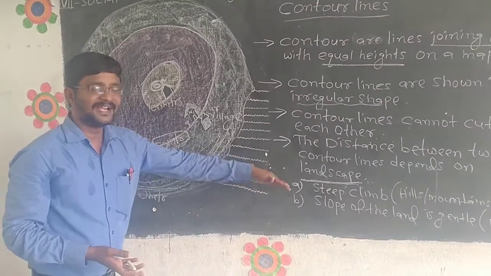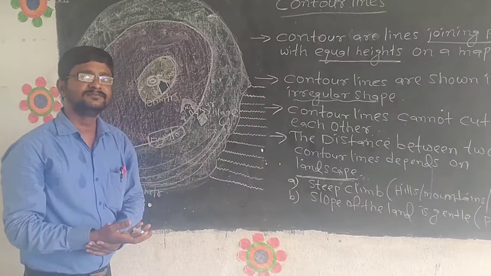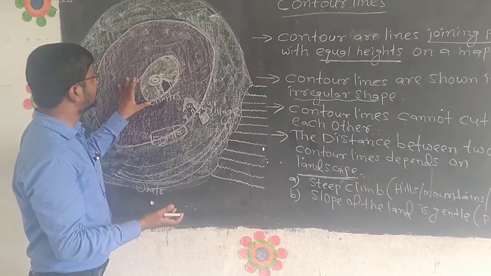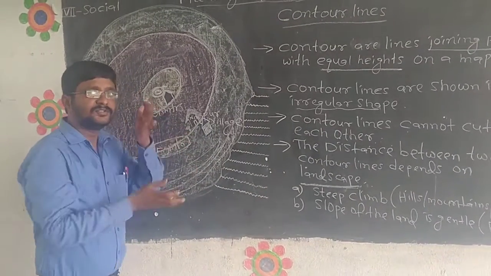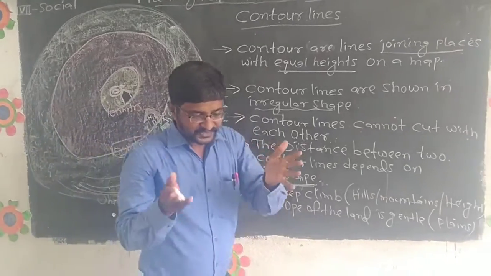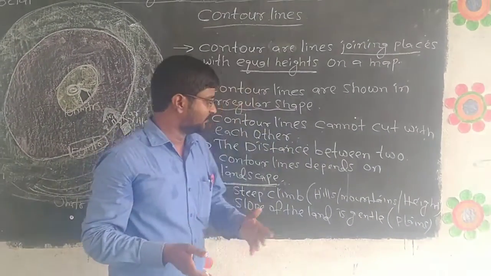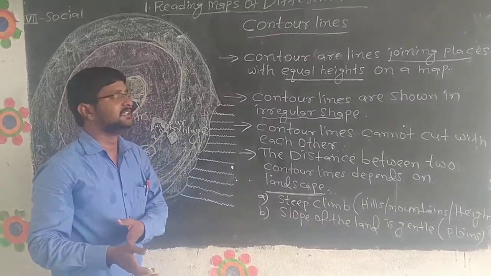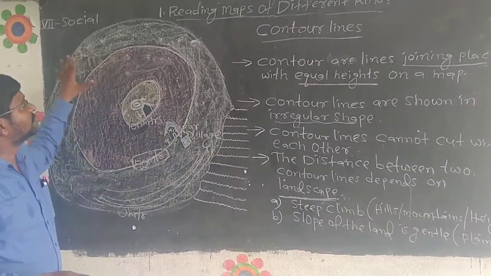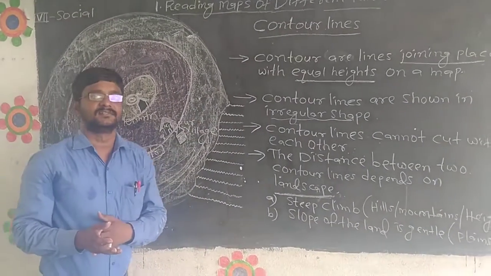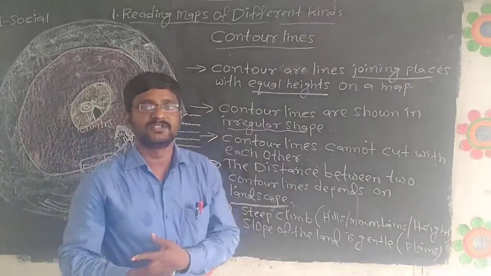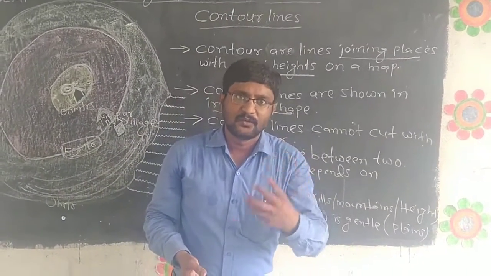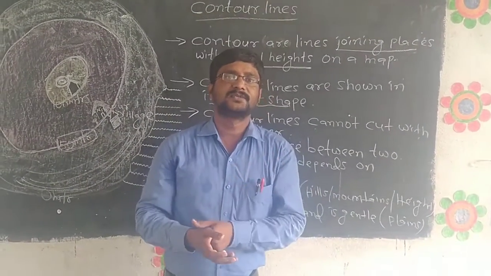If the land has a steep climb, then the contour lines will be near to each other. If the slope of the land is very gentle, then the contour lines will be quite far from each other. Right? So this is the information about contour lines. Then what are the advantages of contour lines?